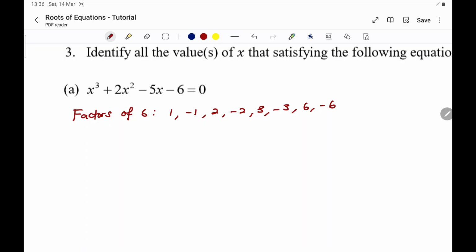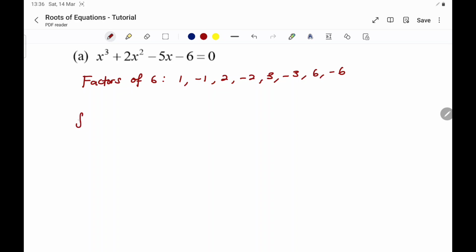Okay, and then here what we can do is substitute one by one using trial and error. So let's say I use the first one, equal to 1. So right now I let x is equal to 1, substitute inside the function that we have, x cubed plus 2x squared minus 5x minus 6. I will get 1 to the power of 3 plus 2 multiply with 1 squared minus 5 multiply with 1 minus 6. Then you use a calculator, you will get negative 8, which is not equal to 0. By right, 1 is not one of the real roots. So we try with another one.